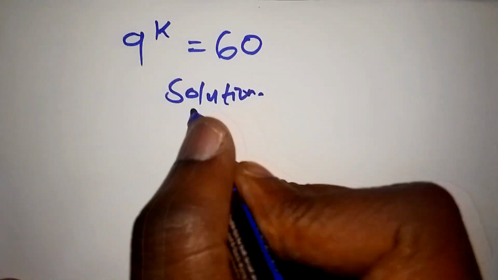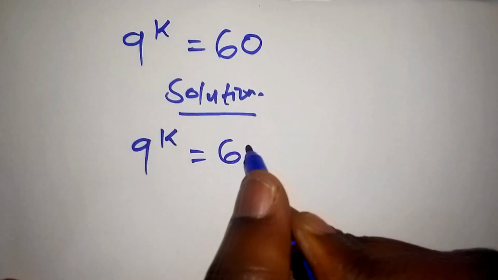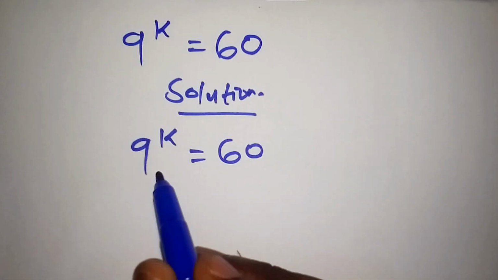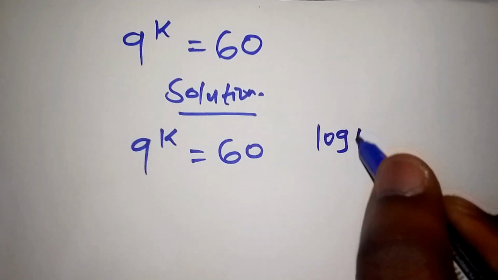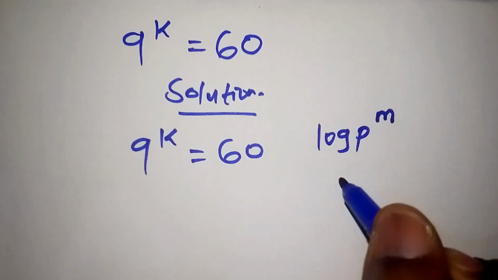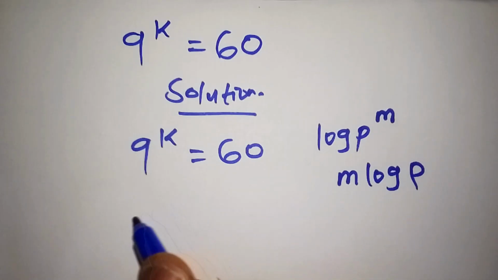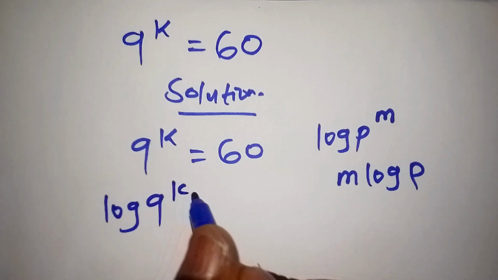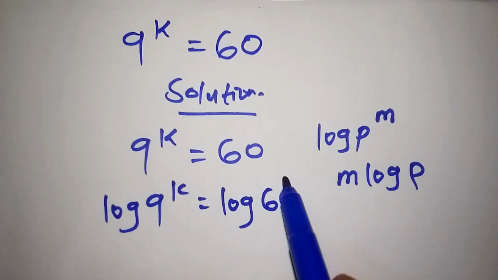On our solution, we now have 9 to the power of k is equal to 60. To solve this maths problem, we need to introduce the log on both sides. Meaning that when you have the log of p to the power of m, we can write it as m log p. So now we have the log of 9 to the power of k is equal to the log of 60. So I've introduced the log.